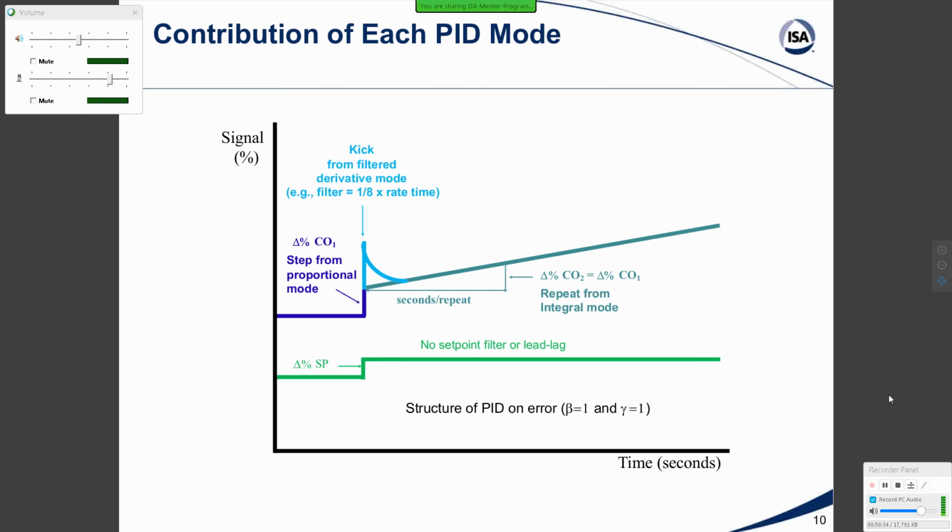So we're going to stop right here and continue on with this in part 2 next month. Here, just to give you a preview, we're looking at the response of a PID controller to a set point change for a structure PID on error. And I'm going to send out the file, so if you have some time, you can look ahead as to where we're going, and you can look back at what we've done.